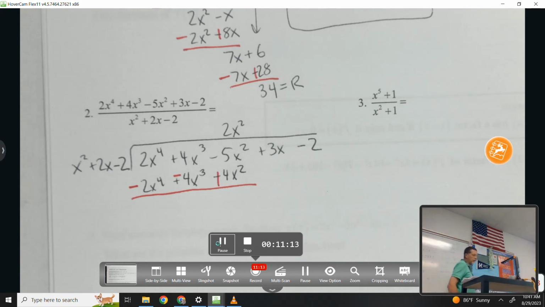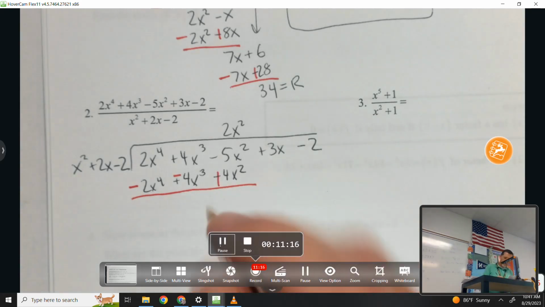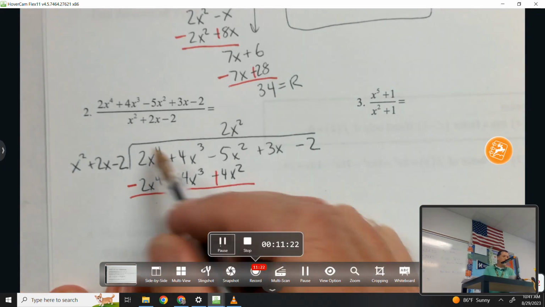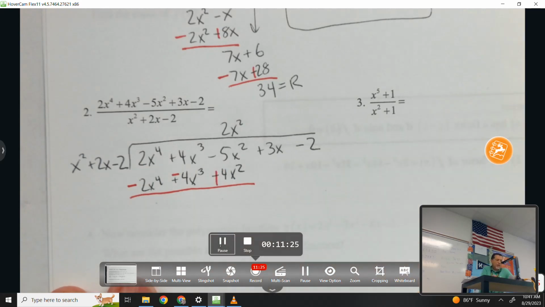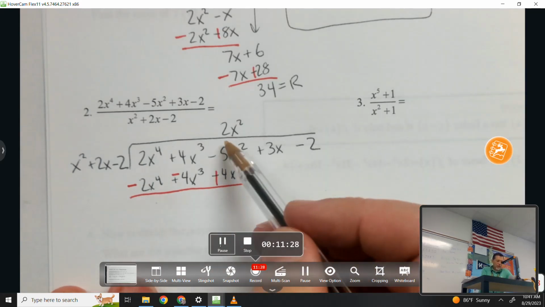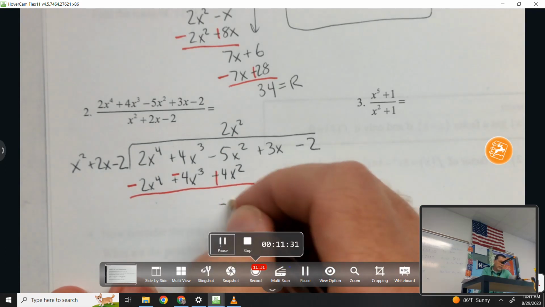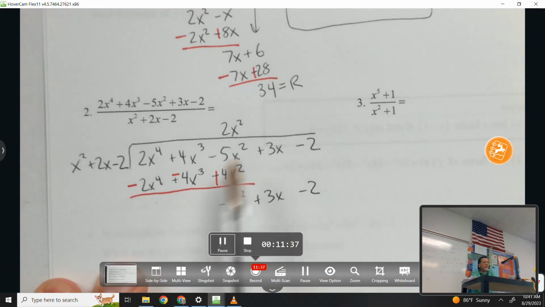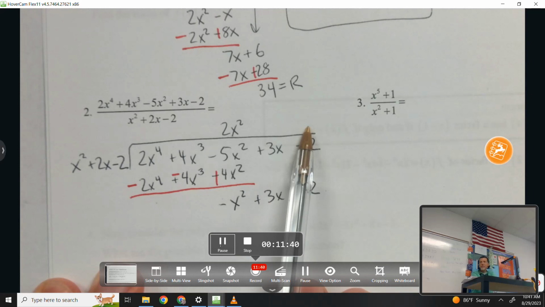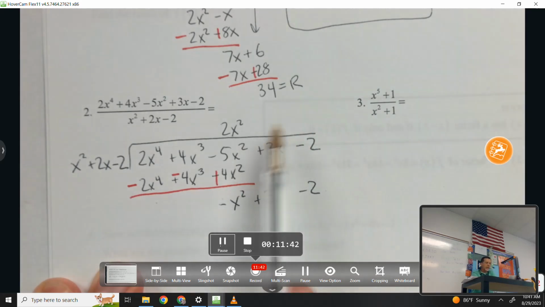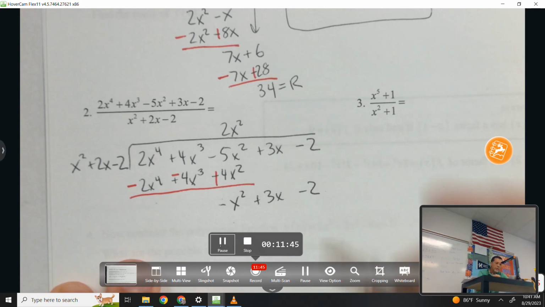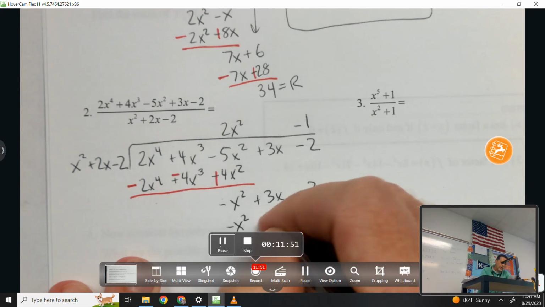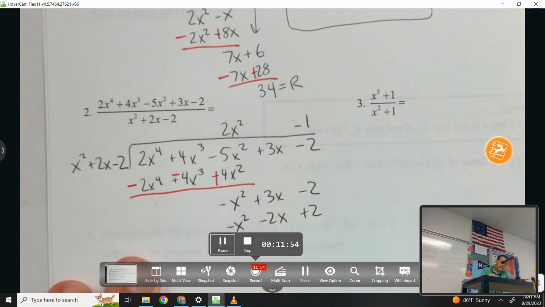As a throw-in, the 4x cubes go away as well. So the 2x to the 4th goes away. We force that to happen. It'll always happen. Just by luck, by coincidence, by good chance, the next term goes away as well. Copy down what's left. And when that happens, it makes us skip a turn up here, which makes our life a little easier. So now I'm looking at something times x squared gets me negative x squared. Well, how about negative 1? Negative x squared minus 2x plus 2.